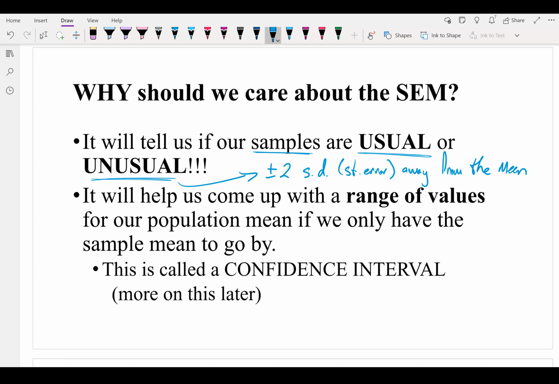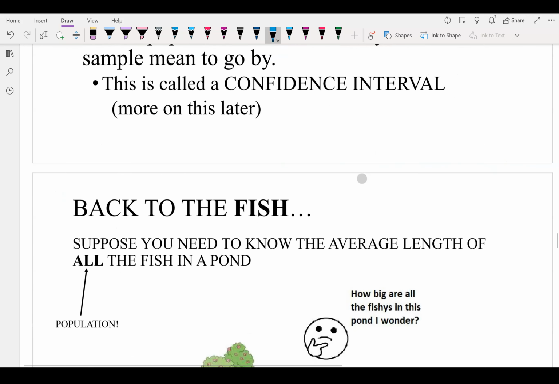Second, it will help us come up with a range of values for our population mean if we only have a sample mean to go by. So we can make some assumptions about the population if we're only dealing with the sample mean. It's called a confidence interval. We'll talk about that in a later unit, so don't worry too much about this. I'll just put a little star on it, but we will come back to it later.